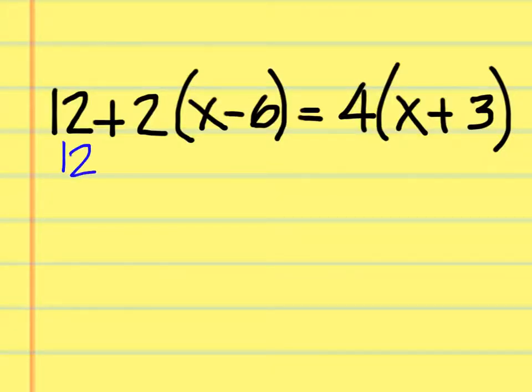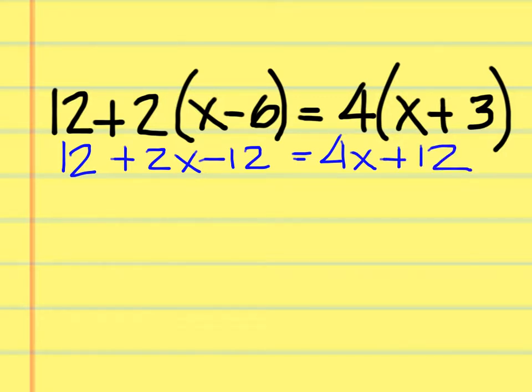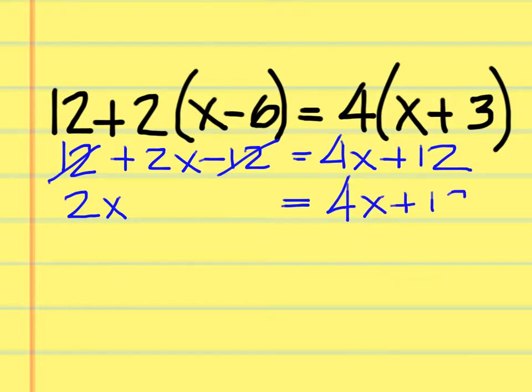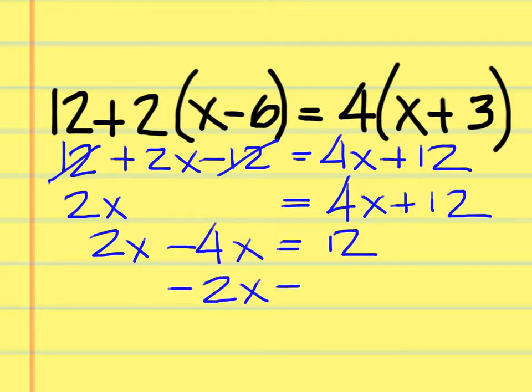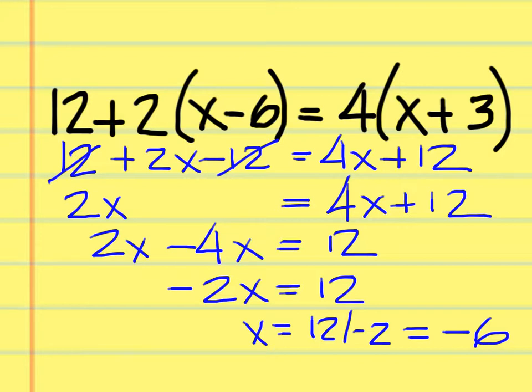On the left-hand side, we'll have 12 plus 2x minus 12, and on the right, 4x plus 12. On the left, we can simplify 12 minus 12 to just get 2x. These cancel out. And on the right, we have 4x plus 12. Move that 4x to the left, change the sign, simplify to get negative 2x, and divide 12 by negative 2 to get an answer of negative 6.